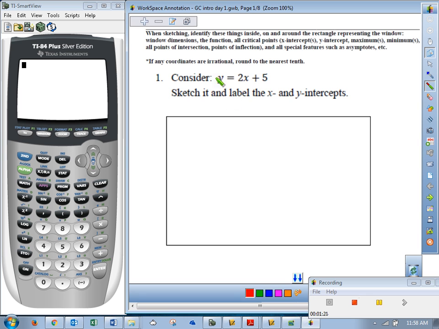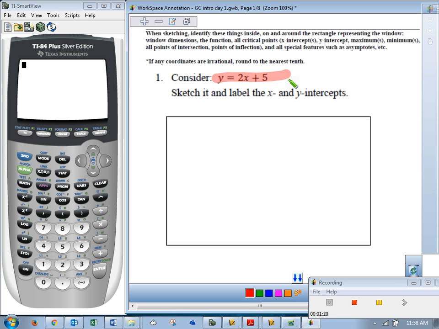They are asking us to graph this. I've got a question for you. Do you know what that should look like? Yes or no? Yeah, that's a line, correct? Do you know the slope of that line? 2. So shouldn't that go up from left to right when we graph it? And do you know the y-intercept of that line? 5. It's going to be pretty plain Jane.